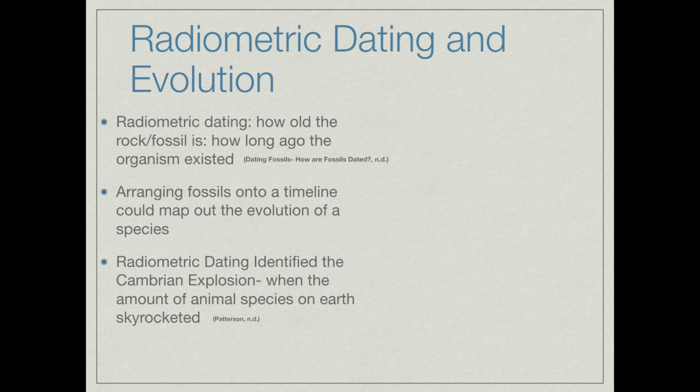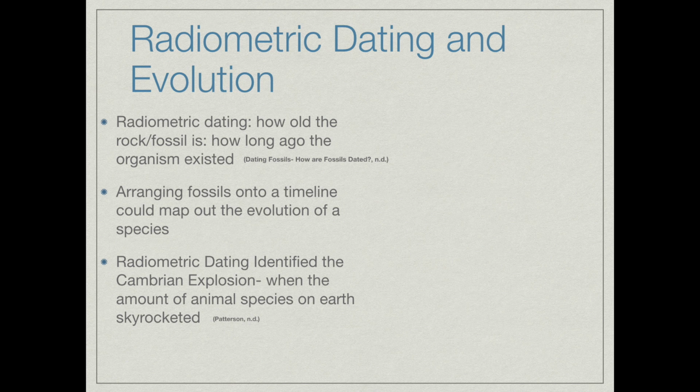Radiometric dating is a way of figuring out how old a rock or a fossil is. It can be used to figure out how long ago the fossilized organism was alive. Therefore, it can allow us to arrange fossils onto a timeline. By doing this, scientists can figure out when an organism evolved what characteristics.